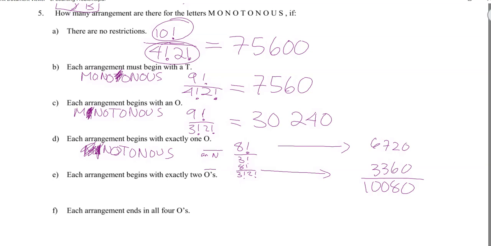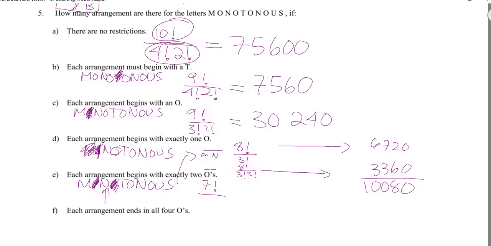If they begin with exactly 2 O's, let's write it out again. Begins with 2 O's, take these guys out. We basically have to run through the same reasoning, because if the next letter is an N, then we won't have repeating N's. So let's say the next letter is an N. We'll have 1, 2, 3, 4, 5, 6, 7. So there's 7 letters left.